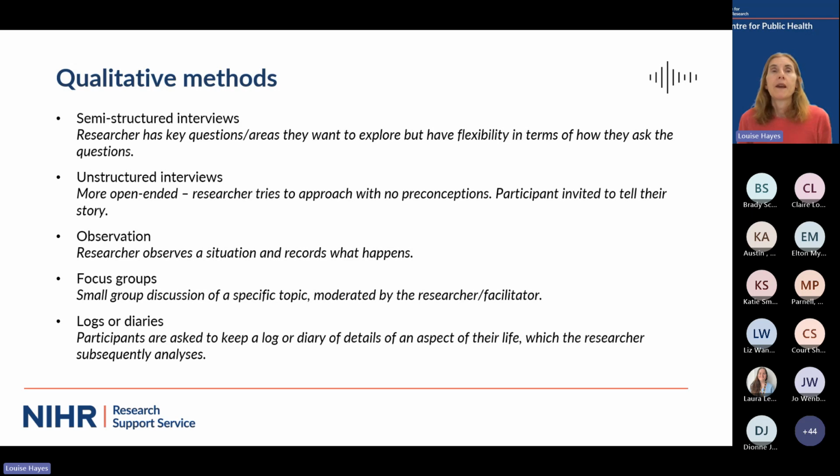And then focus groups, which I think we're probably all most familiar with, where we have a small group, usually anything between 6 and I guess up to 20, but generally more like 6 to 10 people in a group, where they'll be moderated by the researcher or a facilitator to discuss a specific topic. And we might also use some sort of log or diary where we ask people to record aspects of their life, which are then analysed by the researcher.